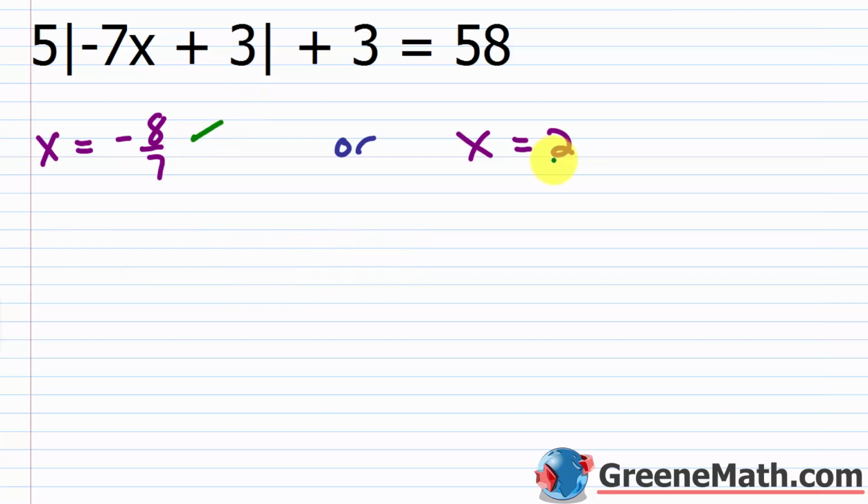Over here, you have the 2 that's going to be plugged in for x. So 5 times the absolute value of negative 7 times 2, which is negative 14. Negative 14 plus 3 is negative 11. But again, because I'm taking the absolute value there, it just becomes positive 11. So 5 times 11, then plus 3 equals 58. We already know that's true. 5 times 11 is 55. 55 plus 3 is 58. So we're good to go in each case. Again, our solution is x equals negative 8/7 or x equals 2.